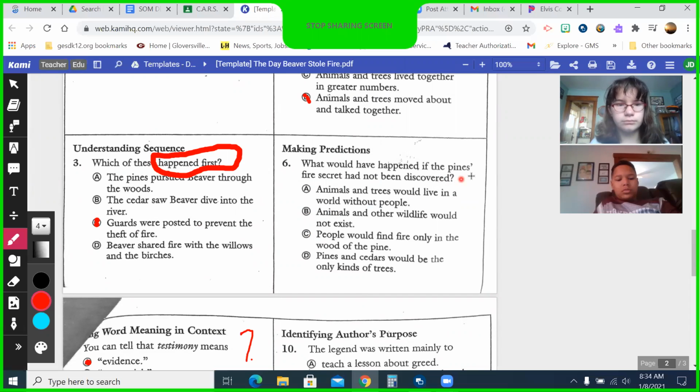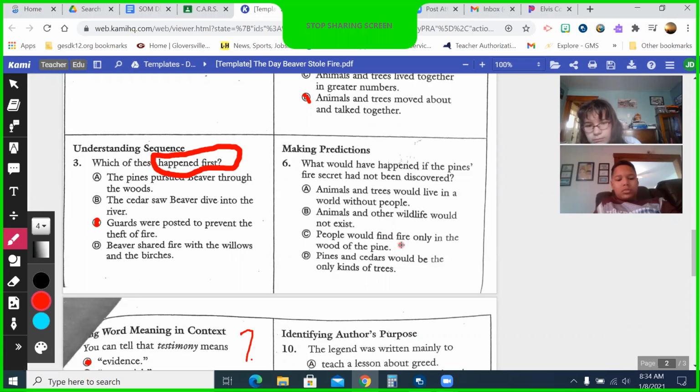Okay. What would have happened if the Pines fire secret had not been discovered? Would animals and trees live in a world without people? Animals and other wildlife would not exist. People would find fire only in the wood of the pine, or pines and cedars would be the only kinds of trees. I think there's 2 really good answers. I think B and C work. Animals and other wildlife, because if they froze to death in that winter, you can make that prediction, right?